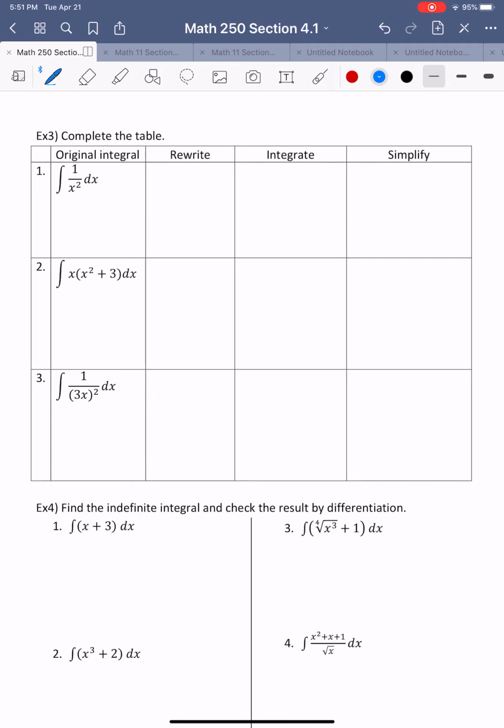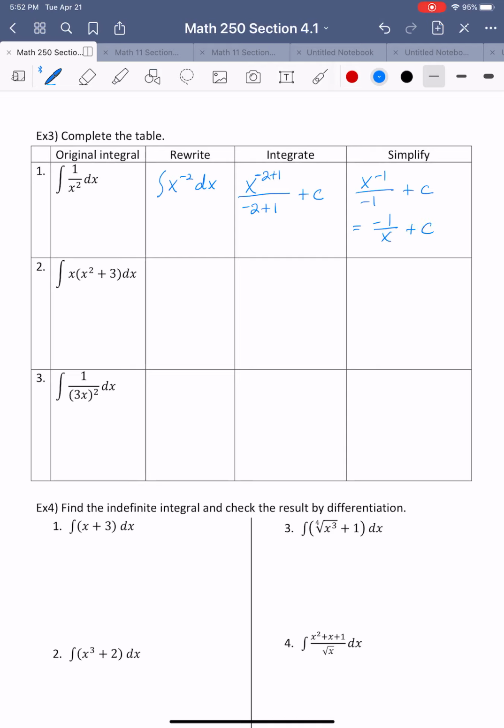First of all, I want to rewrite the original problem. This is x to the negative 2 power dx, right? Then we can use the power rule for integration. You always add 1 to the power and put that in the denominator, then plus c. If you simplify, it becomes x to the negative 1 power over negative 1 plus c, which becomes negative 1 over x plus c.